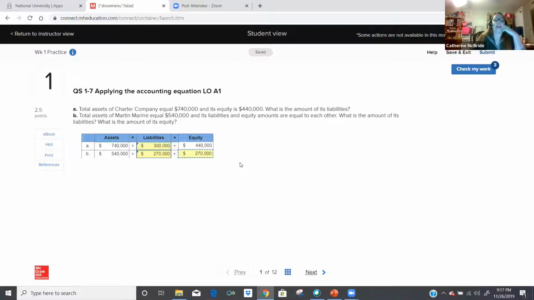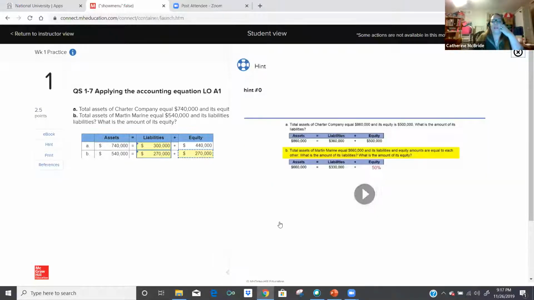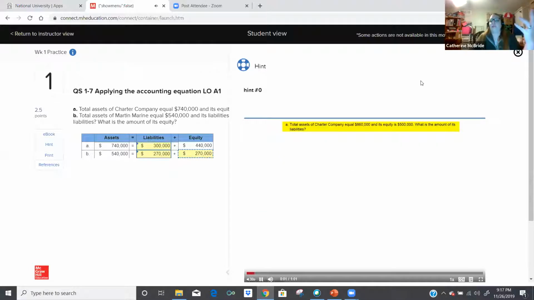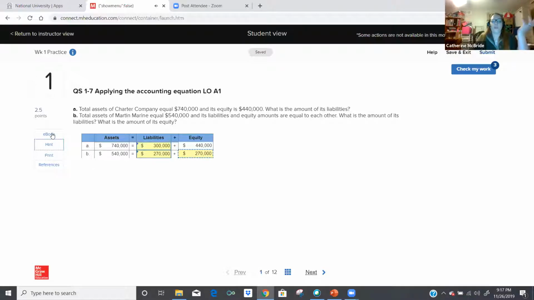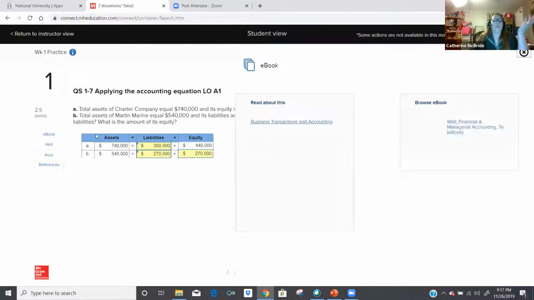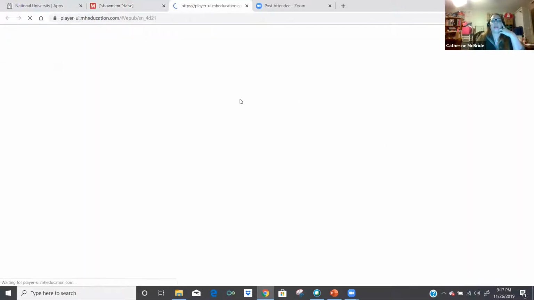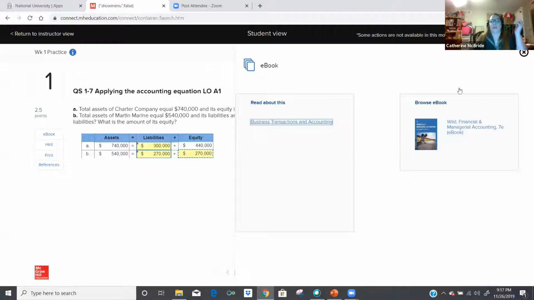Now, let's say that I wasn't sure. I have a couple of options. I can say, can you give me a hint? And when it gives you this hint, it pulls up an example, and there's a video that talks about it. I can also say, would you take me to the ebook where it talks about this? And it will take you to the ebook, and you can link directly to where the material is that you're looking at. I'm going to stop it so it doesn't take too long.